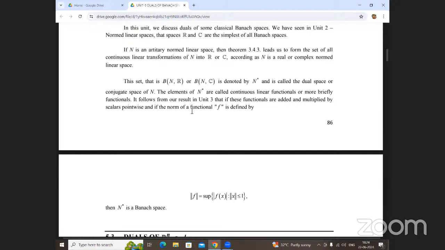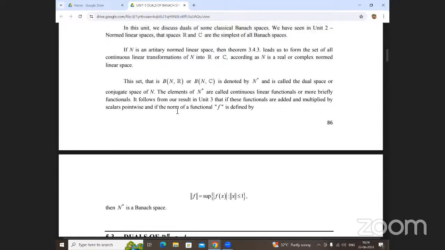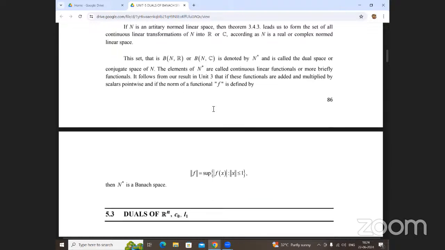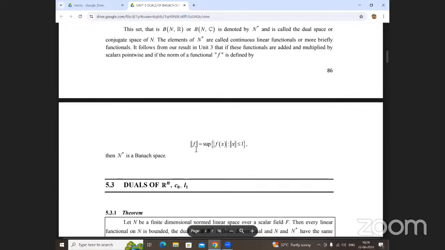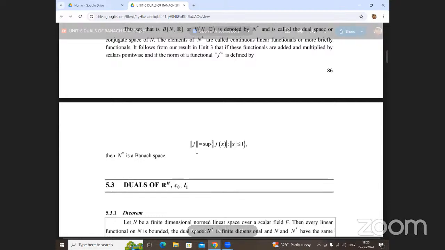Okay. Now, the functionals are added and multiplied by scalars pointwise. So the norm of the functional f is defined under vector addition and scalar multiplication. The norm of f is represented as the supremum of mod f of x, defined for x with norm less than or equal to 1. The dual of the space is also a Banach space under the norm.